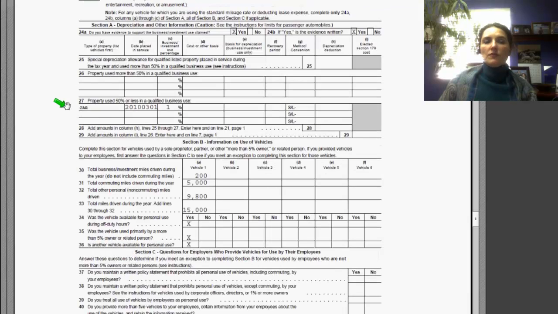Here on line 27 of the 4562, we've entered the date that the car was placed in service and a description of the vehicle. Then on line 30, we've entered the number of business miles, the number of commute miles, all other personal miles driven, and total miles for the year.